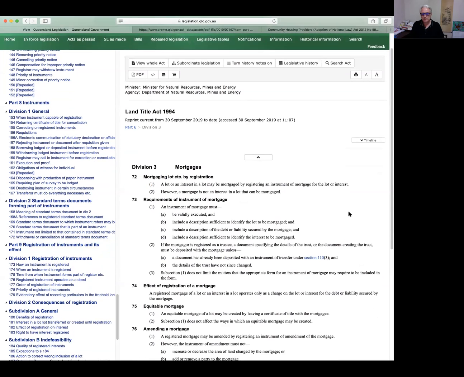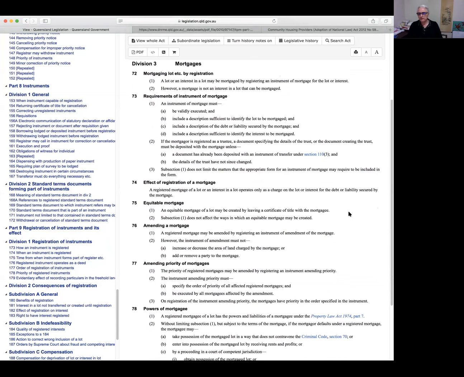So you can see there, section 74, the effect of registration of a mortgage. A registered mortgage of a lot or an interest in a lot operates only as a charge on the land or interest for the debt or liability secured by the mortgage. Okay, so this term becomes relevant in terms of linking the debt that is secured.